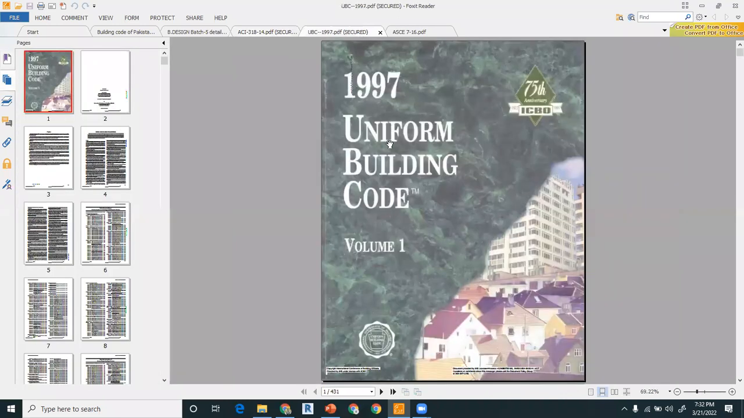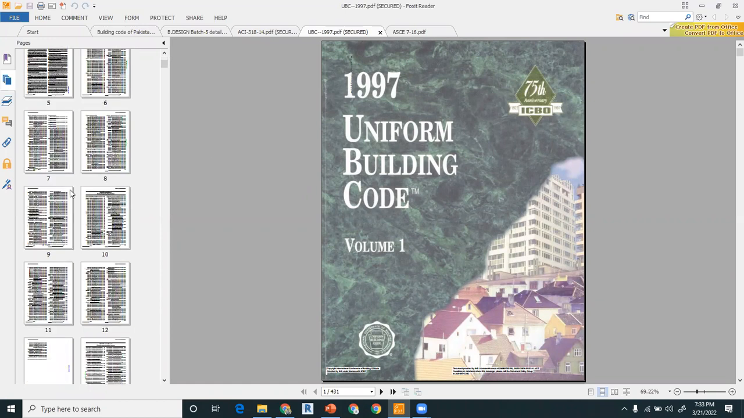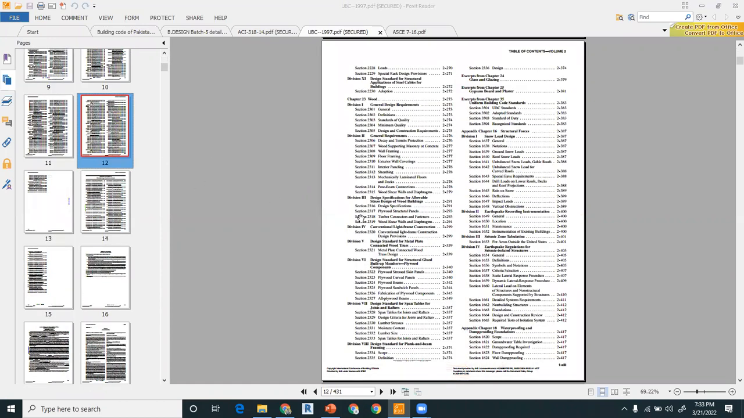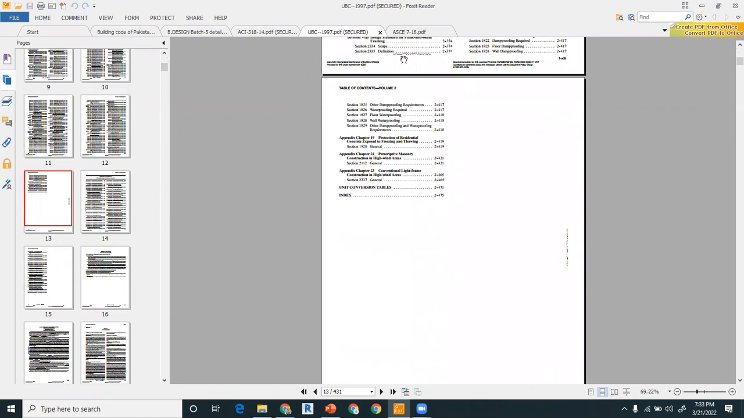The next one is the UBC 97, and the UBC 97 is the Building Code of Pakistan, and UBC 97 are the same, because the Building Code of Pakistan has just changed the different sections and the names, although the codes are the same, because the Building Code of Pakistan is based on the UBC 97, right? And you can go through its different chapters and it will be the same as the Building Code of Pakistan.